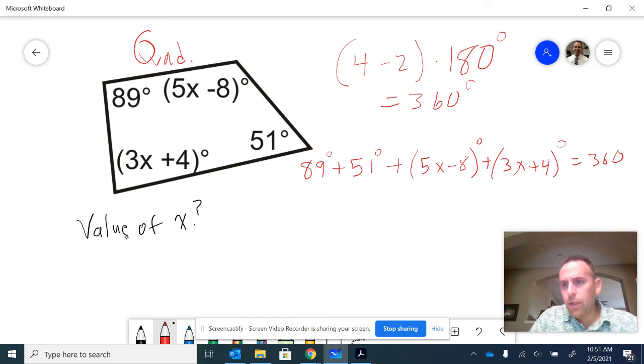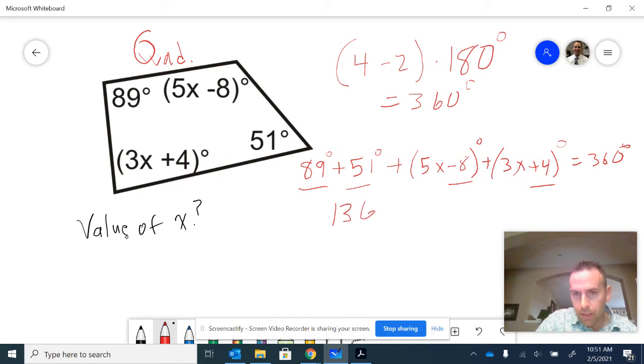All right, so dropping all of the degree symbols and algebratizing this a little bit, if we combine like terms, again, you can use a calculator. 89, 51, minus 8, and 4. Let's see what we come up with. 89 plus 51 minus 8 plus 4 equals 136. And then looking at the terms with x, we have 5x plus 3x is 8x. And all of this is equal to 360.